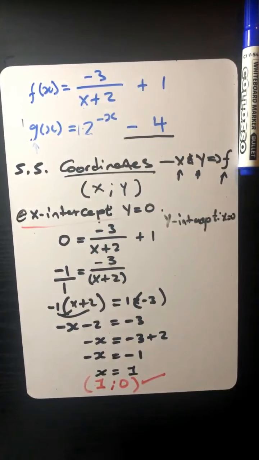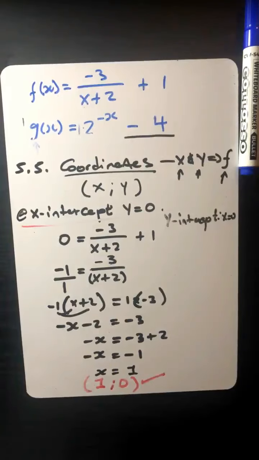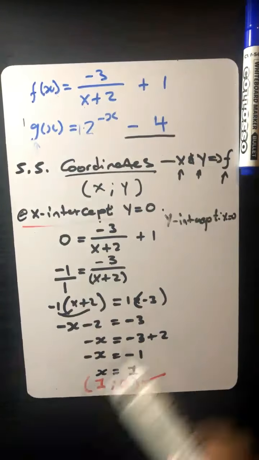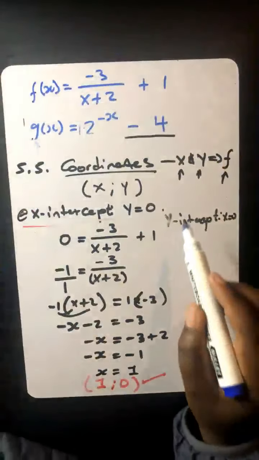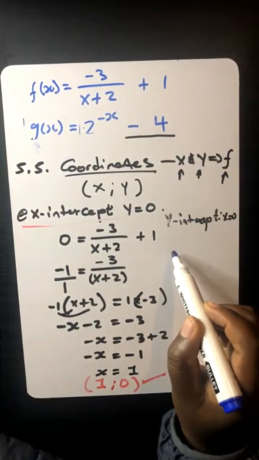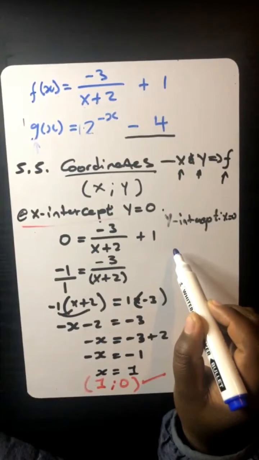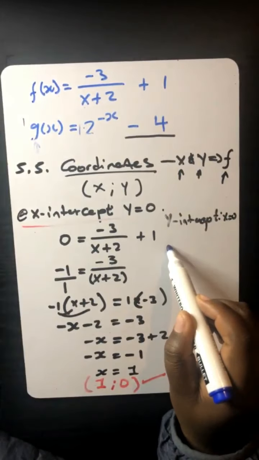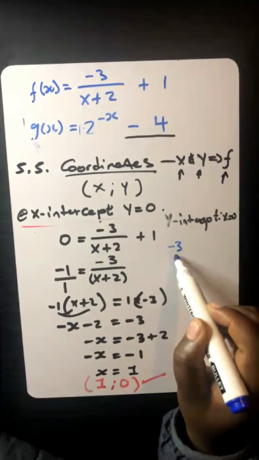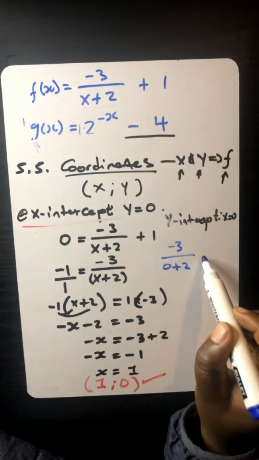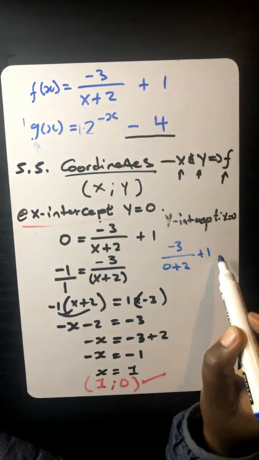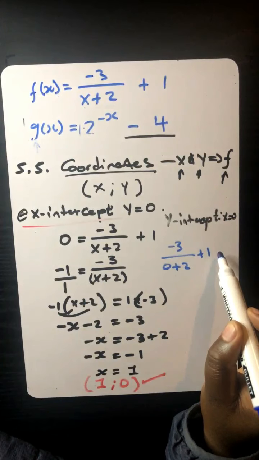Who's speaking? Jennifer. Oh, yes. Okay, what do we do? Say it's negative 3 over 0 plus 2, over 0 plus 2, plus 1. Punch, then it's negative a half. The answer is negative a half.